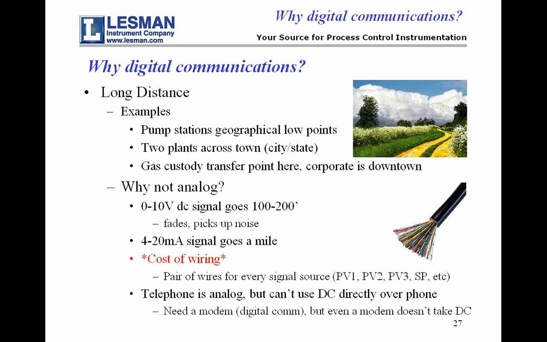Probably the biggest reason that a lot of people look at digital communications is distance. I've got to go from A to B, and it's a long distance. How do I do that? And there's all sorts of typical applications for that, some of which are as simple as getting across a street when you've got a plant, or part of a plant, on one side of the street and a part of the plant on the other side of the street. With analog, you can be limited in distance if you're running a voltage.